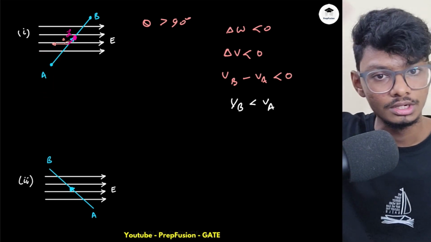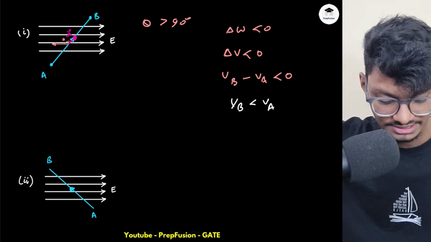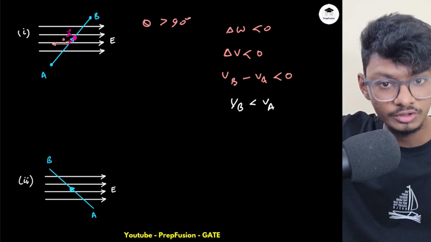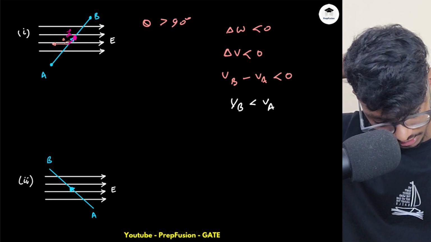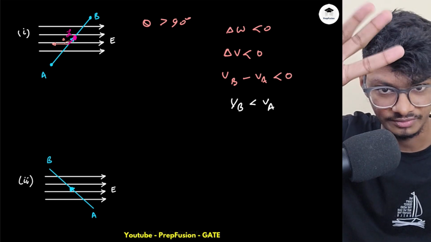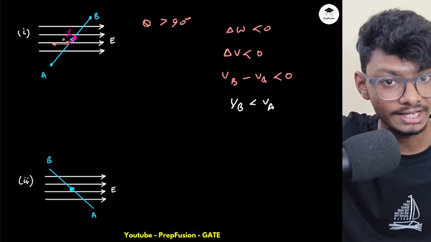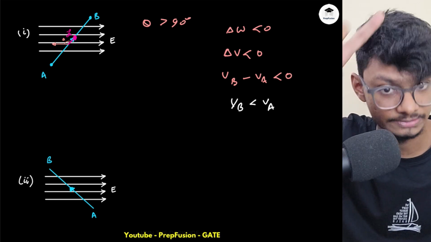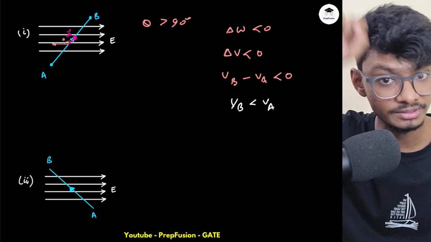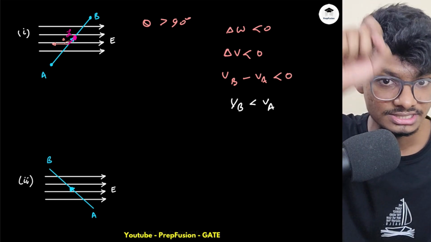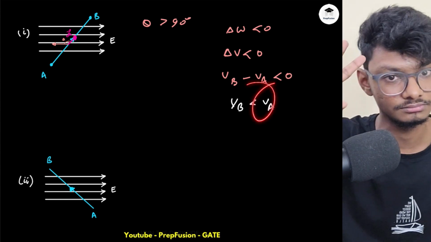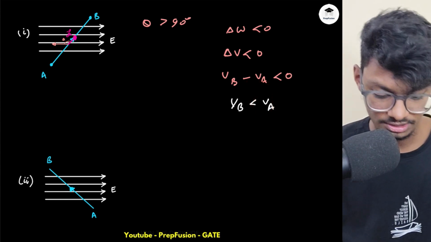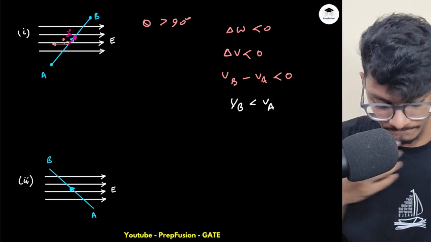So I can talk relative to B, or the other way around. Sorry, I said it otherwise. VA will be at higher potential with respect to B. VB will be at lower potential with respect to A. I can only talk relative to some other point. I cannot directly say what VA is. That is the thing that we need to understand.